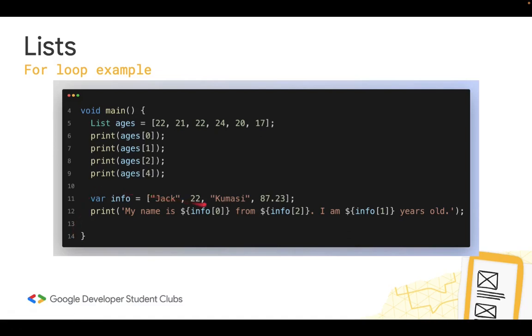And then there's another example using our info list. There's our info over here, and you can print it in a string form. So let's say, my name is Jack. Here this is this element over here, because it's the first element and has the index 0. Jack from Kumasi, and I am 22 years old. 2 is linked to this over here, because it's the third element with the index 2, and 1 is the age. So that's an example.